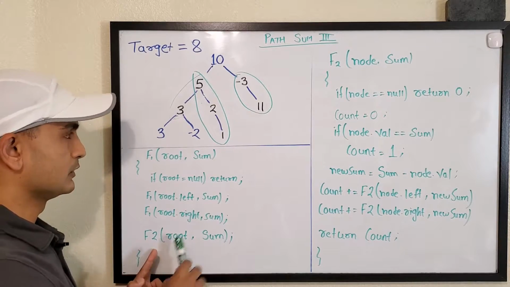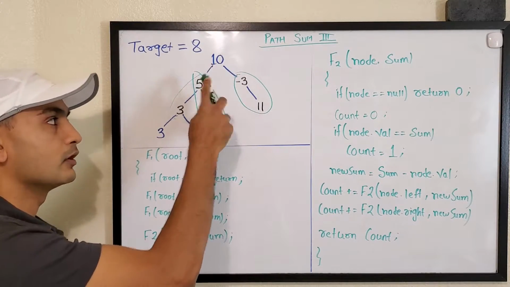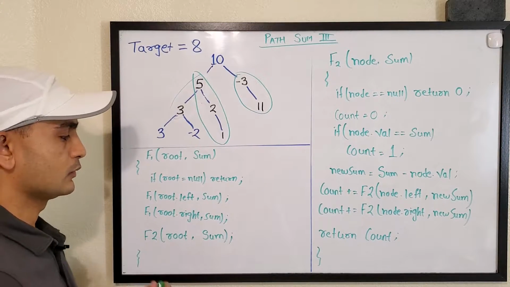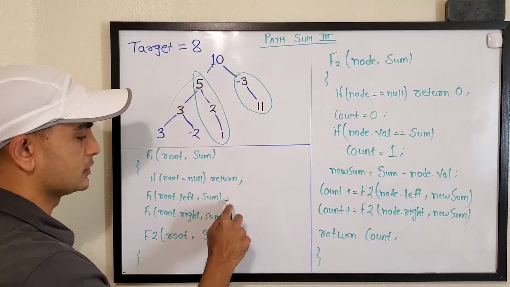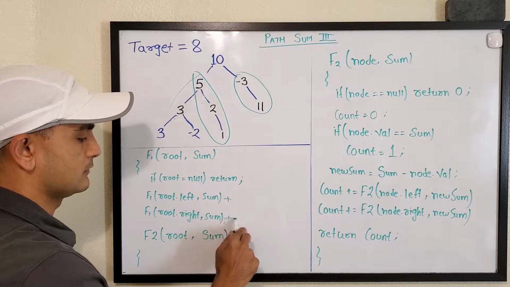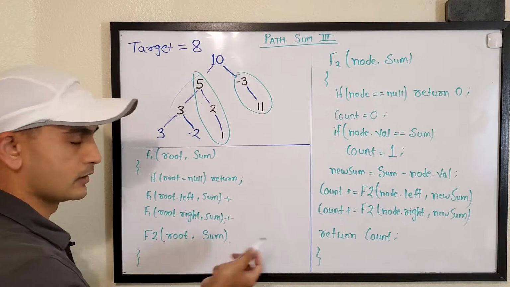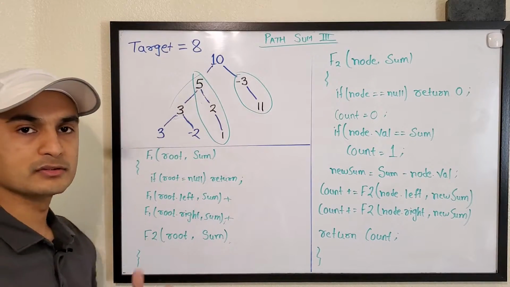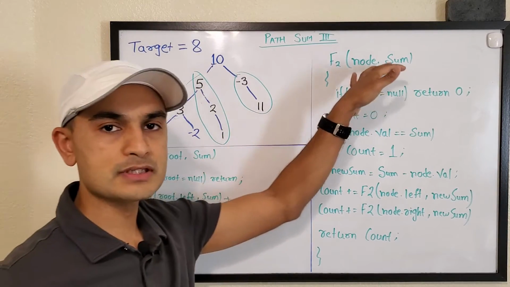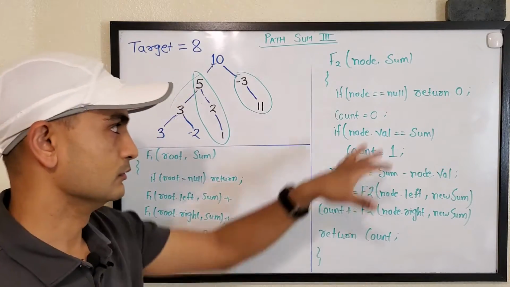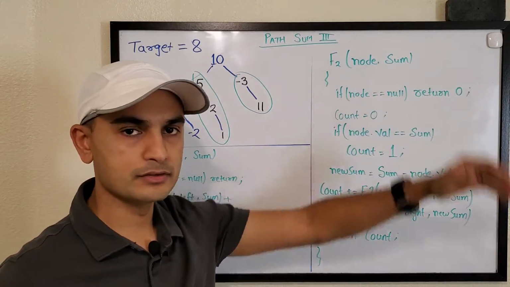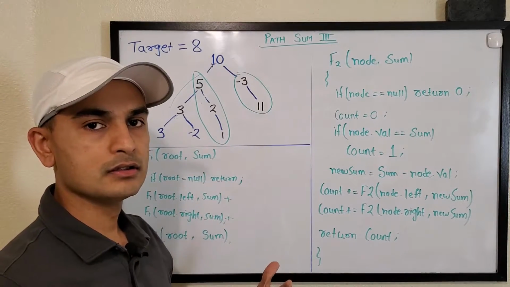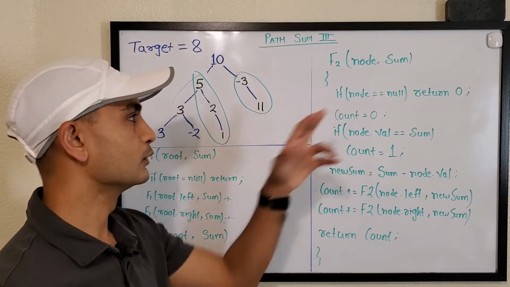So f2 will be called for 10, f2 will be called for 5, and likewise for each node. Then we simply need to add all this stuff and return it. So let's see what we'll do in this f2 to calculate this path. Again, f2 is a recursive function. If node is null, then return 0, obviously. And we'll start counting how many paths there are whose target is equal to the sum.